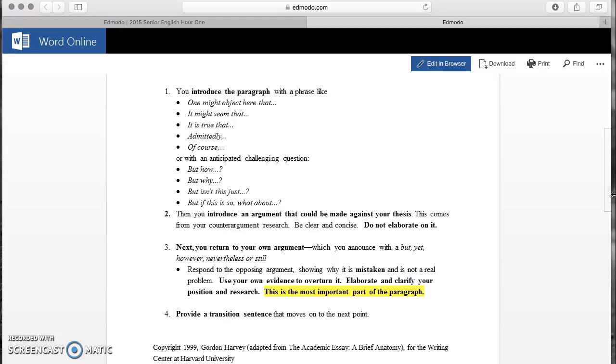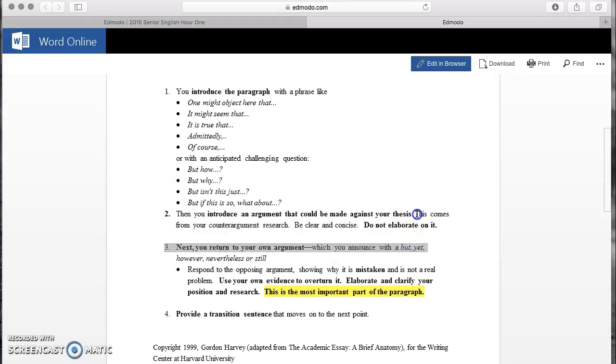They're formatted a little differently from your CSET process, similar yet different. If you follow this, you'll be perfectly fine in giving nice, fundamentally sound counterargument paragraphs, okay? So, step number one, you're going to introduce yourself with an introductory phrase that follows one of these main phrases here at the beginning of your paragraph, okay? After you introduce one of those phrases, then, step number two, you introduce an argument that would be made against your thesis.